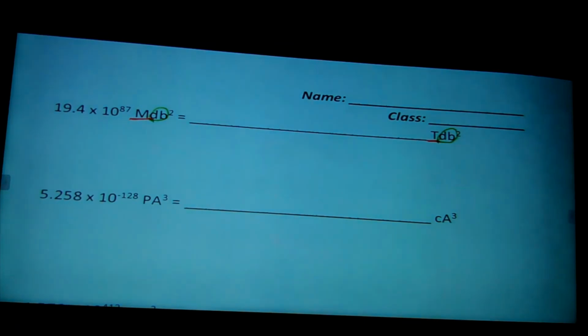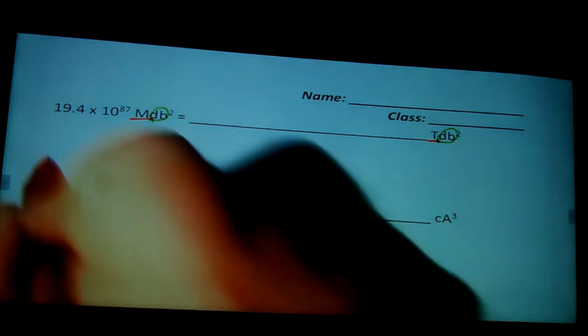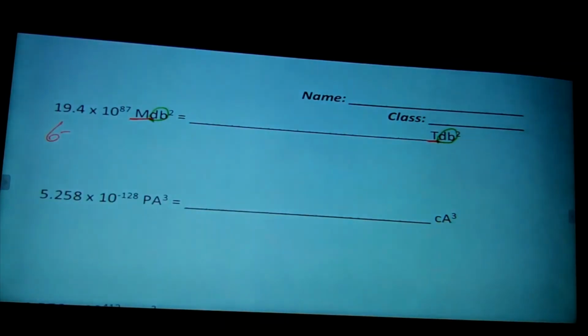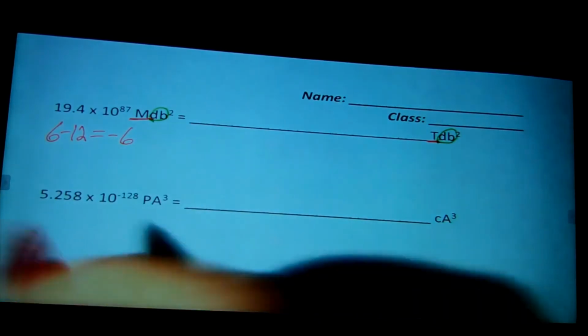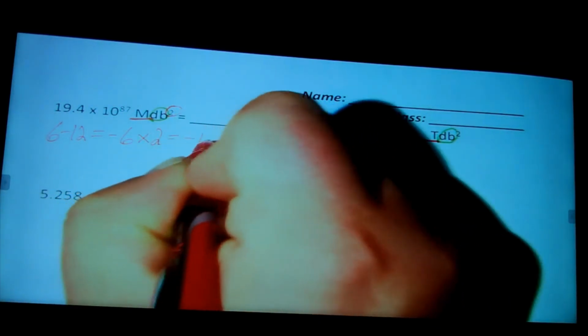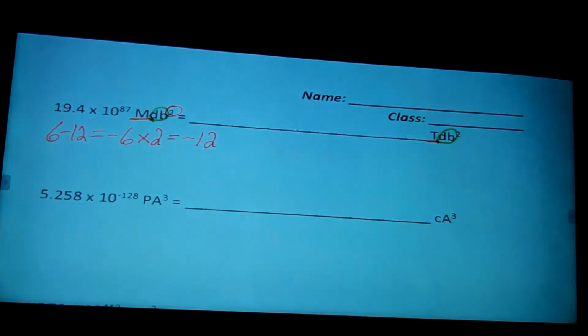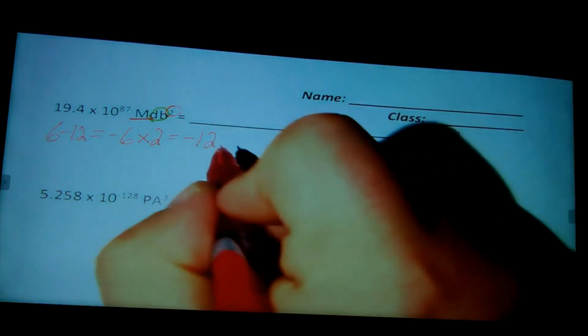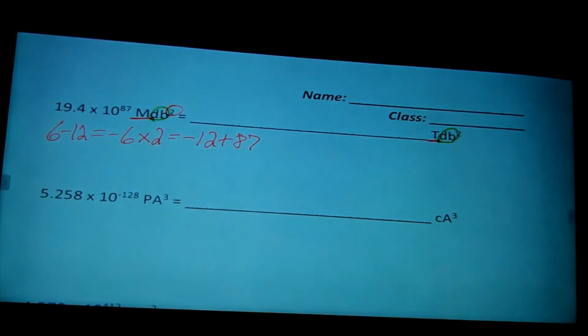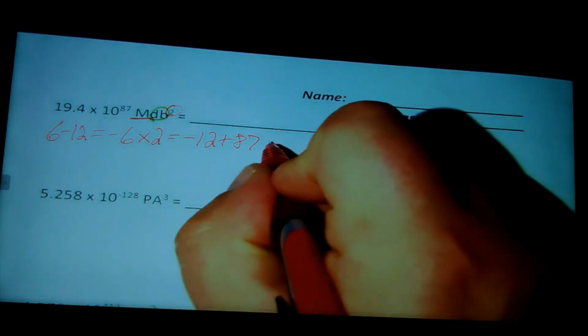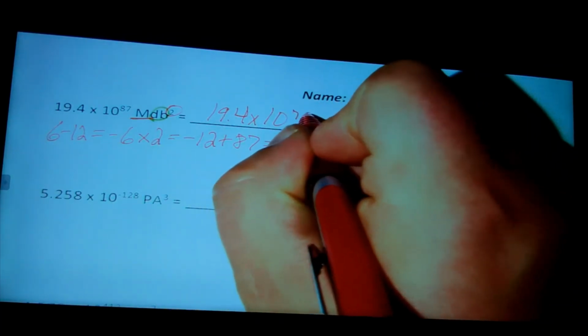Alright, so you go to mega. Mega is 6 minus tera, with the exponential value for tera being 12. So we get -6. There is a 2 on the unit, so I must multiply by 2 to give me -12. Then we add what we originally started with, which was 87. So -12 plus 87 will give me 75. So 19.4 times 10 to the 75th power.